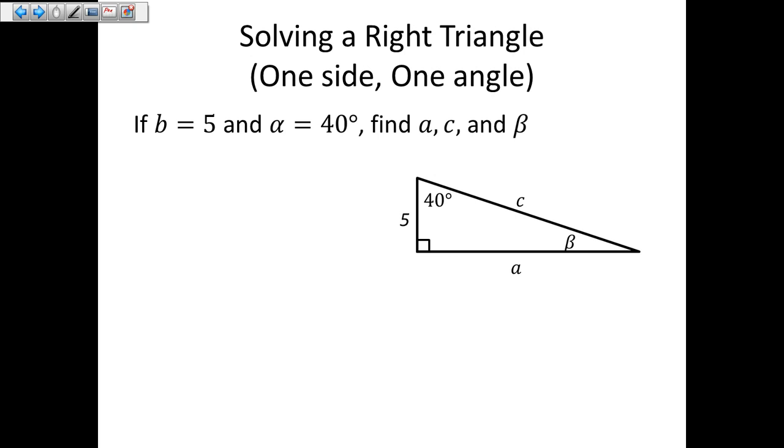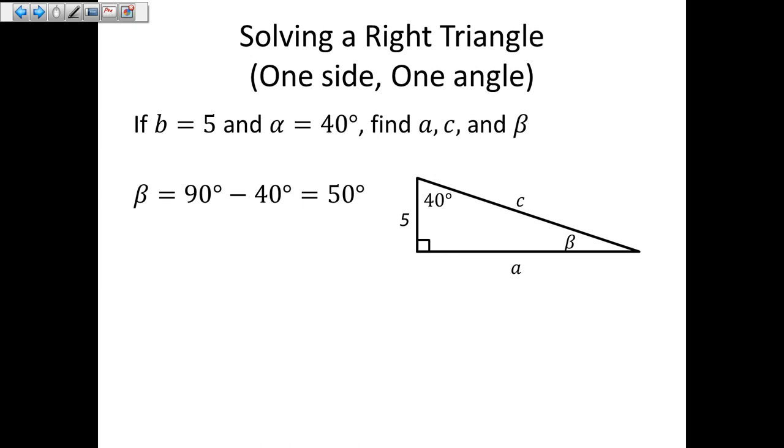Our naming convention further says that alpha, that weird fish-looking Greek letter thing, is the angle opposite A. Beta is the angle opposite B. So even if they don't give you a picture like this, you need to stick with those conventions so that you actually find the angles and the sides in the proper order. Okay, so let's see where we're going to start.